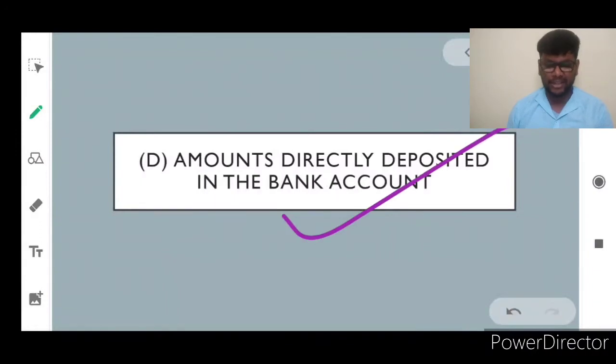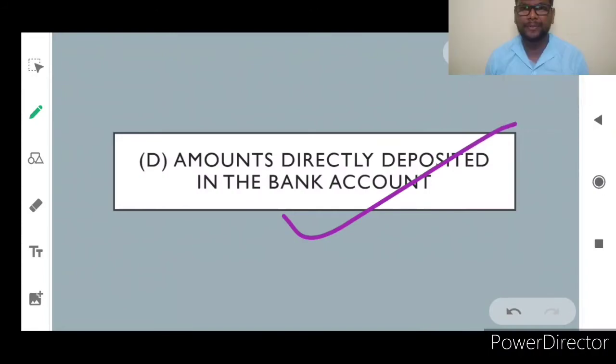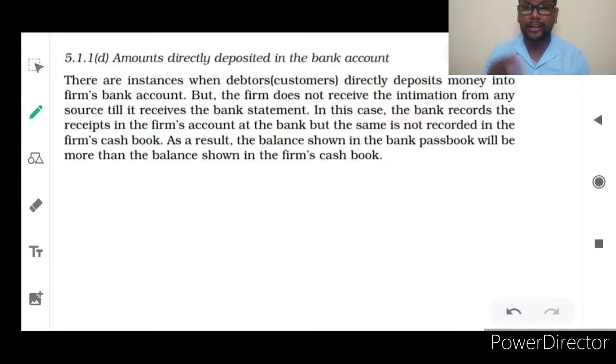Fourth important timing difference is amount directly deposited in the bank account. Some genuine debtors are directly depositing the money to our bank account without any intimation. But after we receive the bank statement, called the passbook, we come to know these many debtors paid this much amount of rupees into our bank account directly. But your cash book bank column will show wrong information.